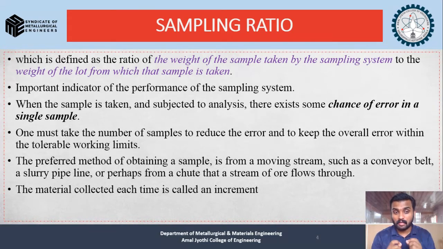and this particular sampling ratio is very important in order to find the performance of the sampling system. So that is an important indicator of the sampling system. When a sample is taken and subjected to analysis, there exist some chances of errors in single sampling.